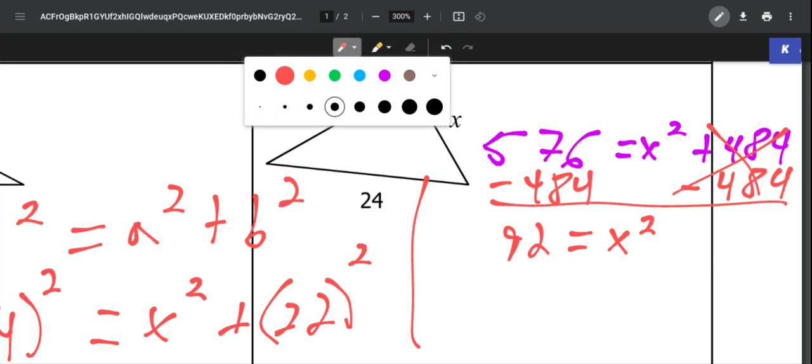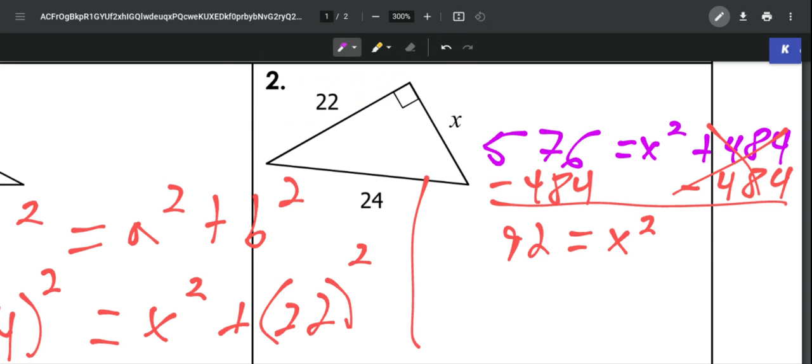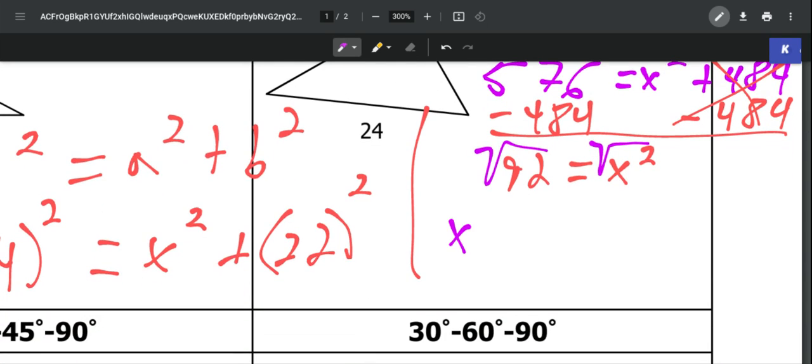So now the only thing I've got to do here is just remember that x squared can't be my answer. I need to take the square root of both sides to get what x is equal to. So x is going to be equal to the square root of 92.